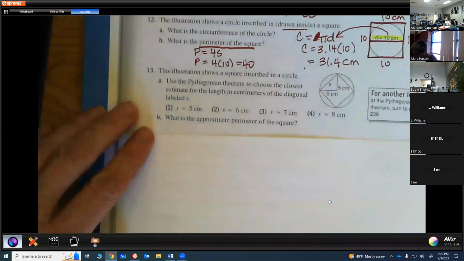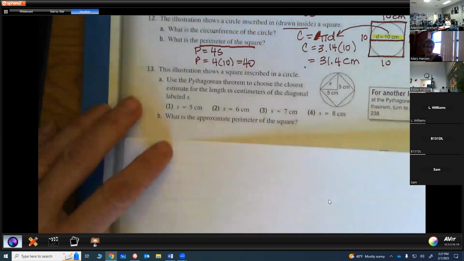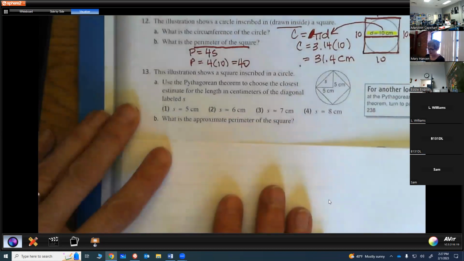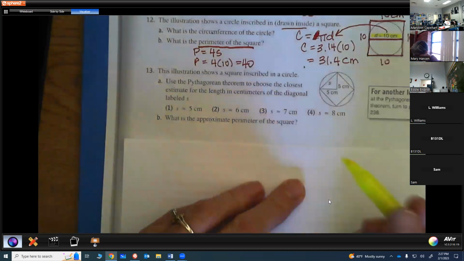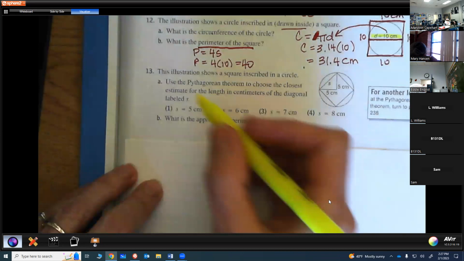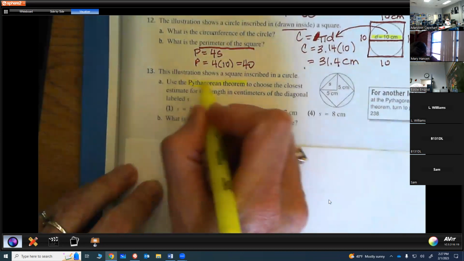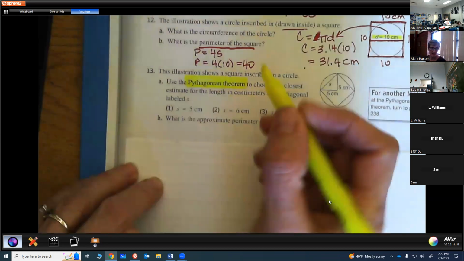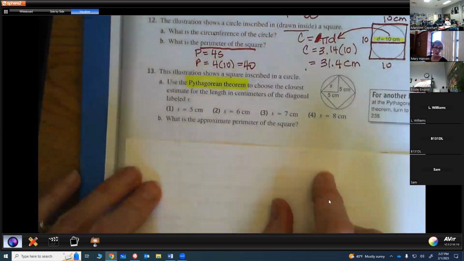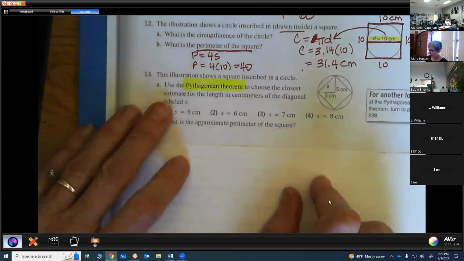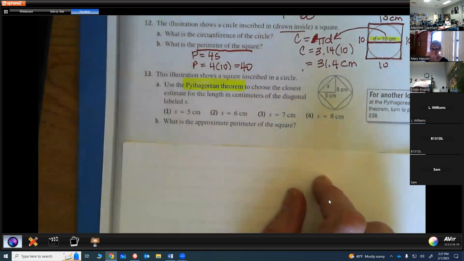Okay, number 13 is going to be a bit of a challenging one. If you weren't with us last semester, or you don't remember the Pythagorean theorem, when I taught it, I said this is a piece of information that I can assure you will be on your test. I'll show you today, but I'm not going to do a full teaching on it. That's something we'll revisit at some point.